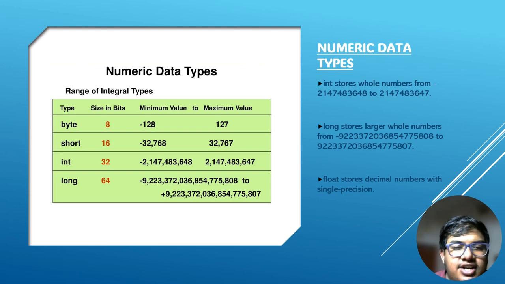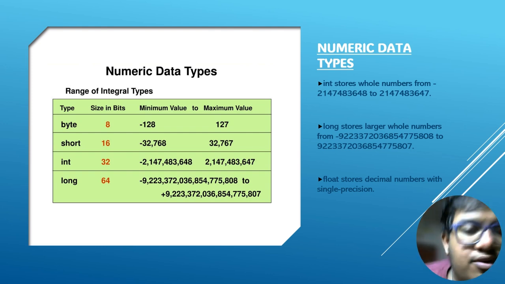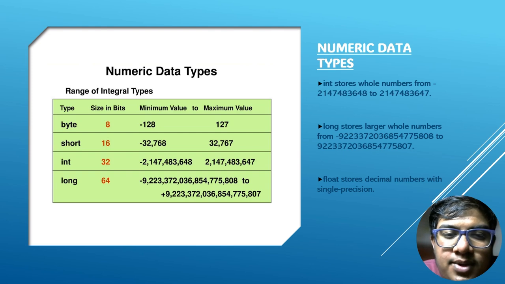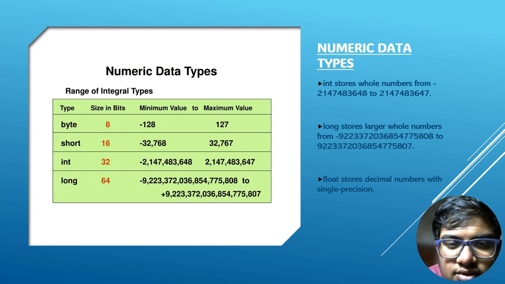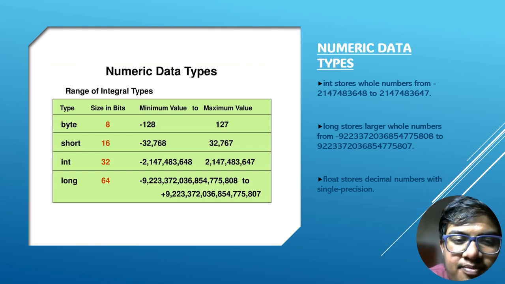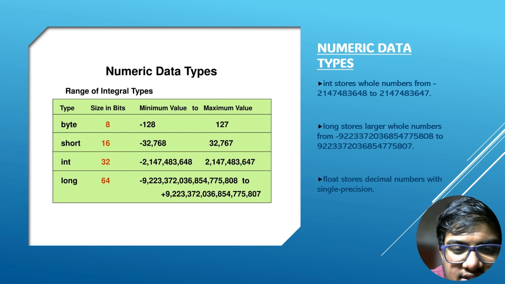In numeric data types, we have int, long and float, which are the most basic and commonly used. So int stores whole numbers, and you can see the example, which are very big numbers. Now we have long, which stores larger numbers compared to int. As you can see, there are larger numbers.